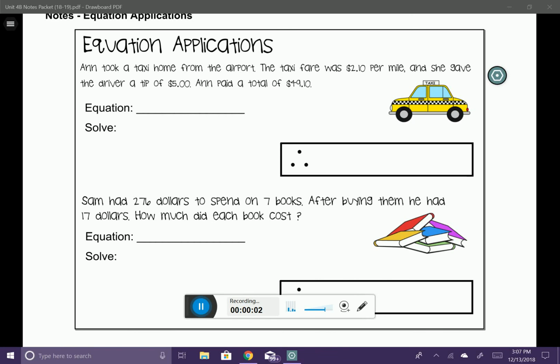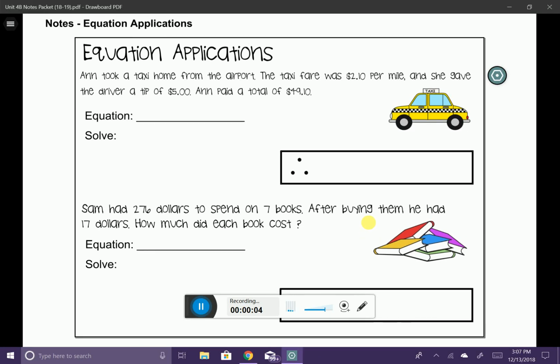In this lesson, we're going to talk about equation applications. So these are real-life situations where you might encounter an equation and have to solve for it. Let's go ahead and look at a couple examples.